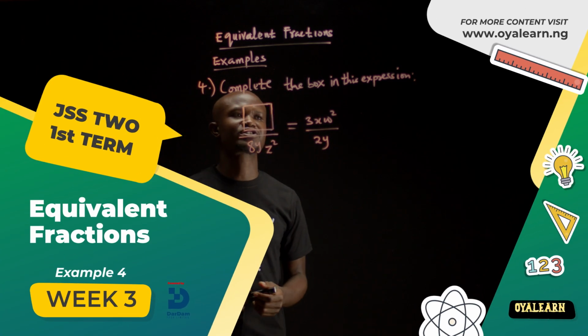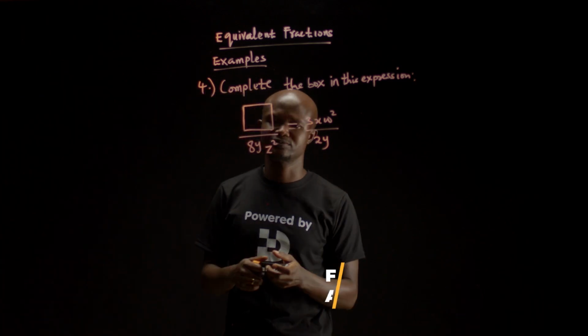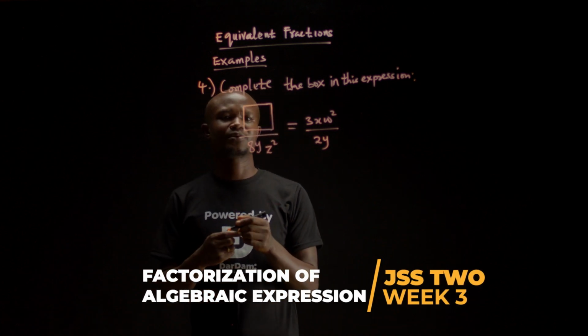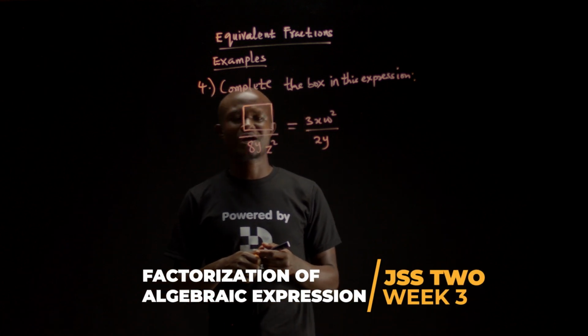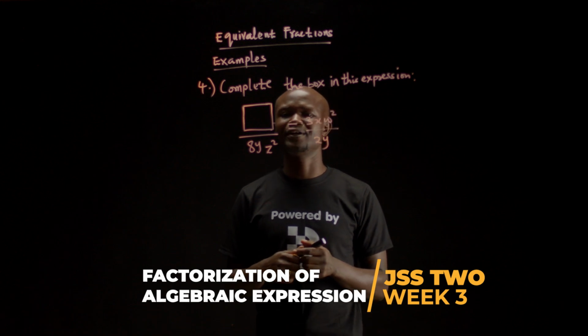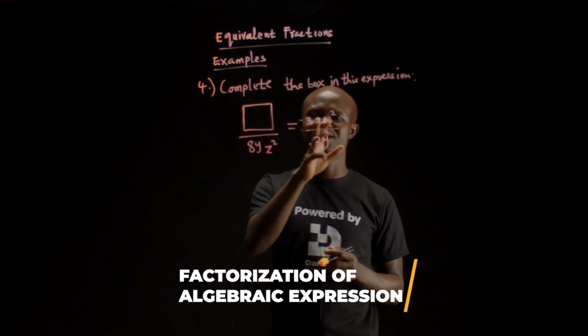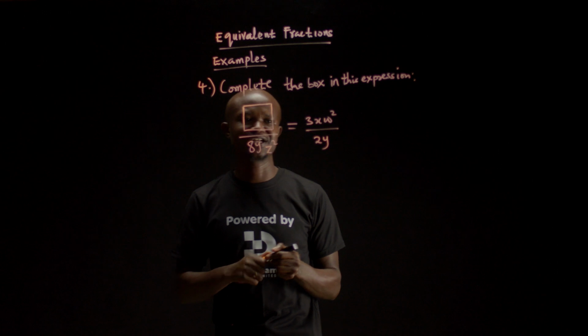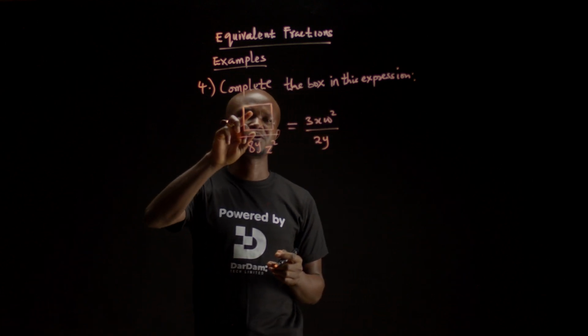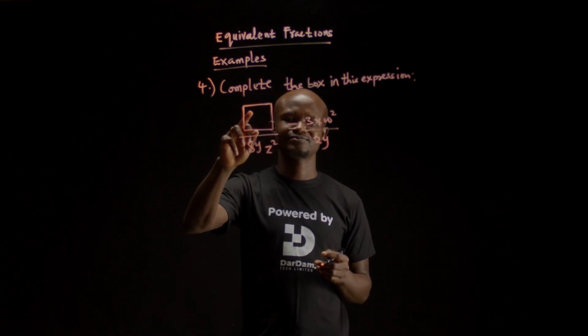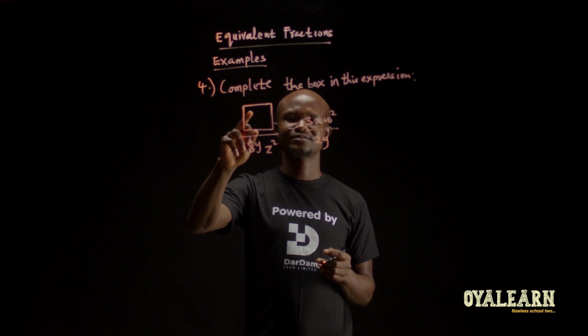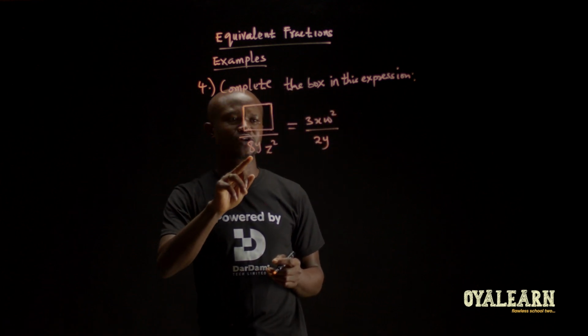Complete the box in this expression. Now, we are going to do what we call the mapping, that is from the initial to final. Looking at this now, you can see we have the box here. These are the left. And this one is none.